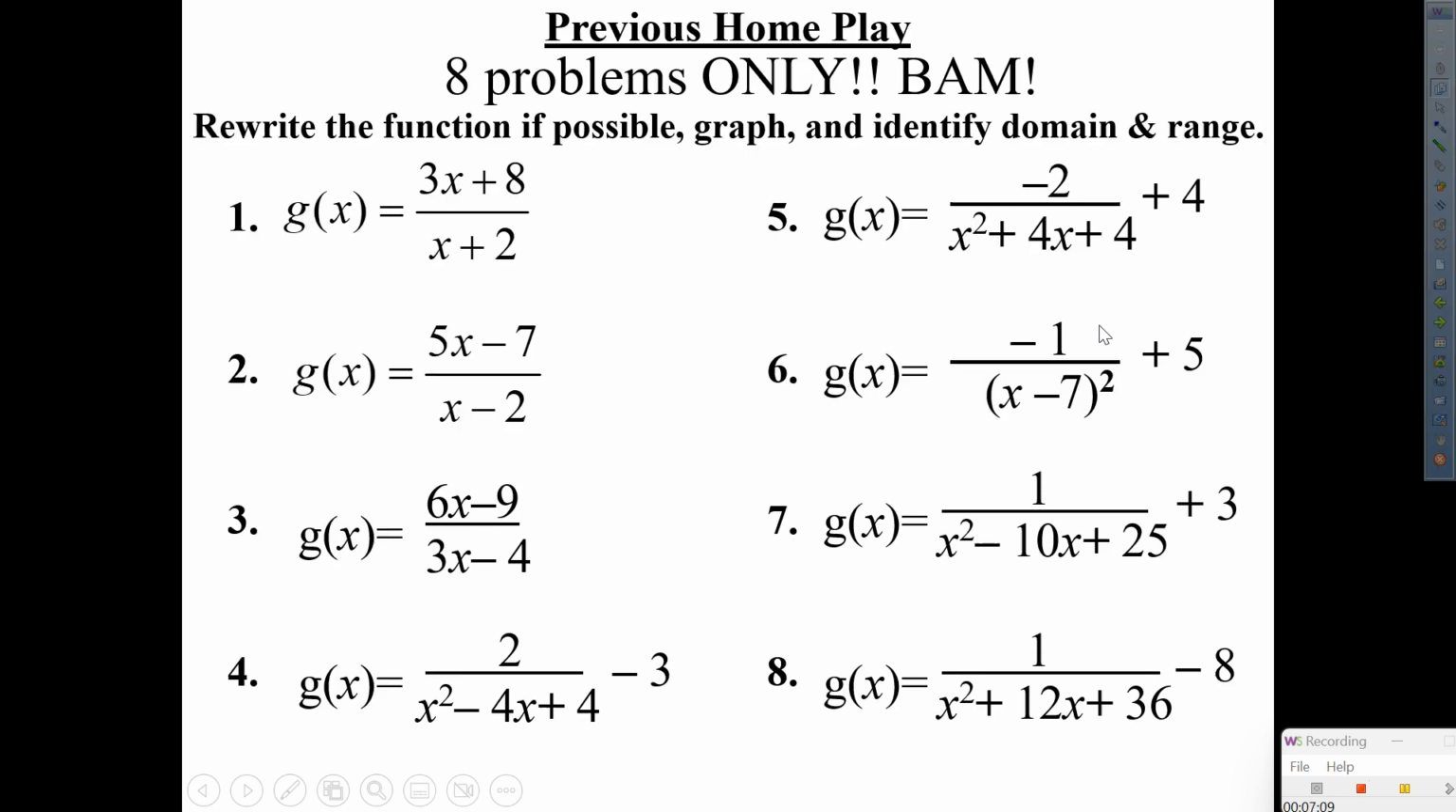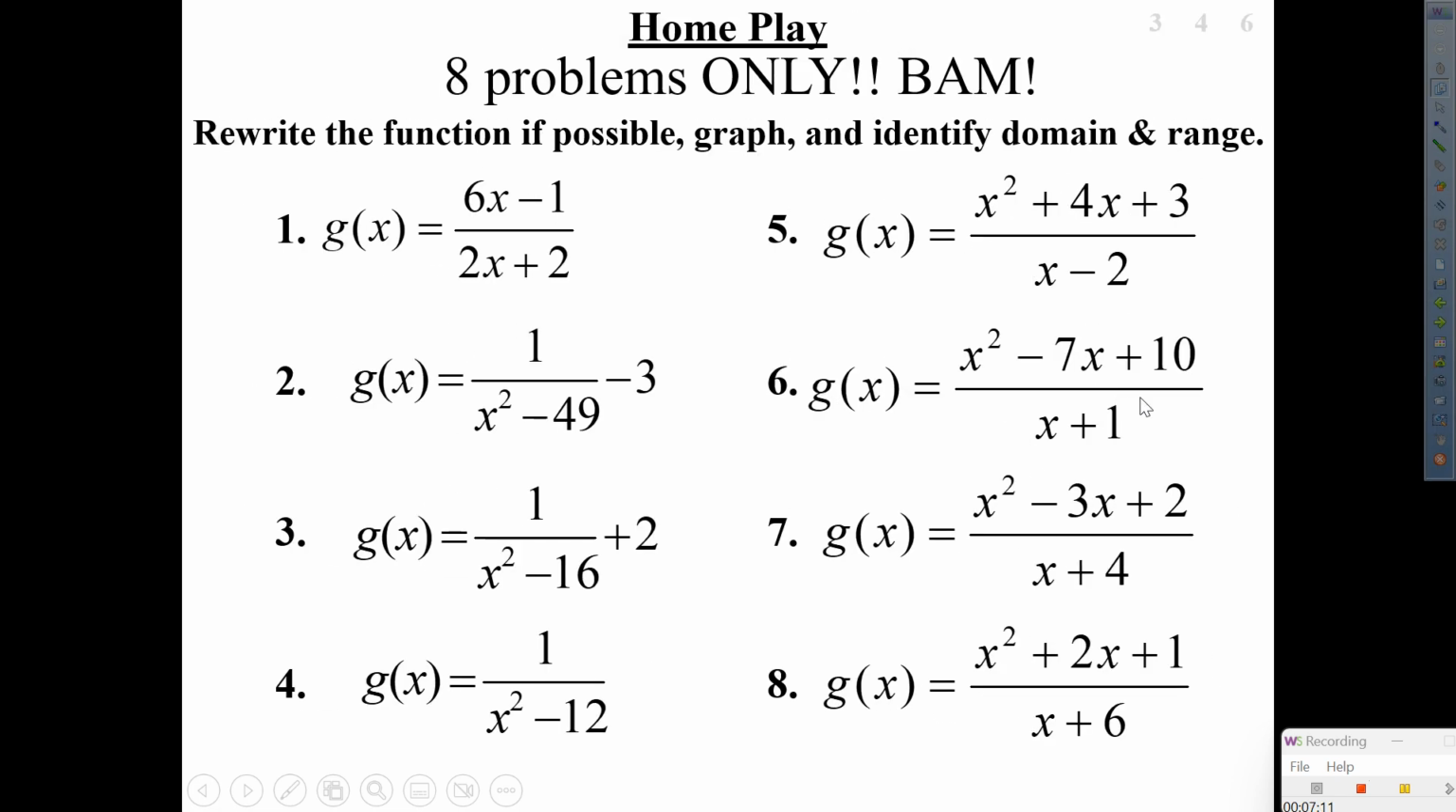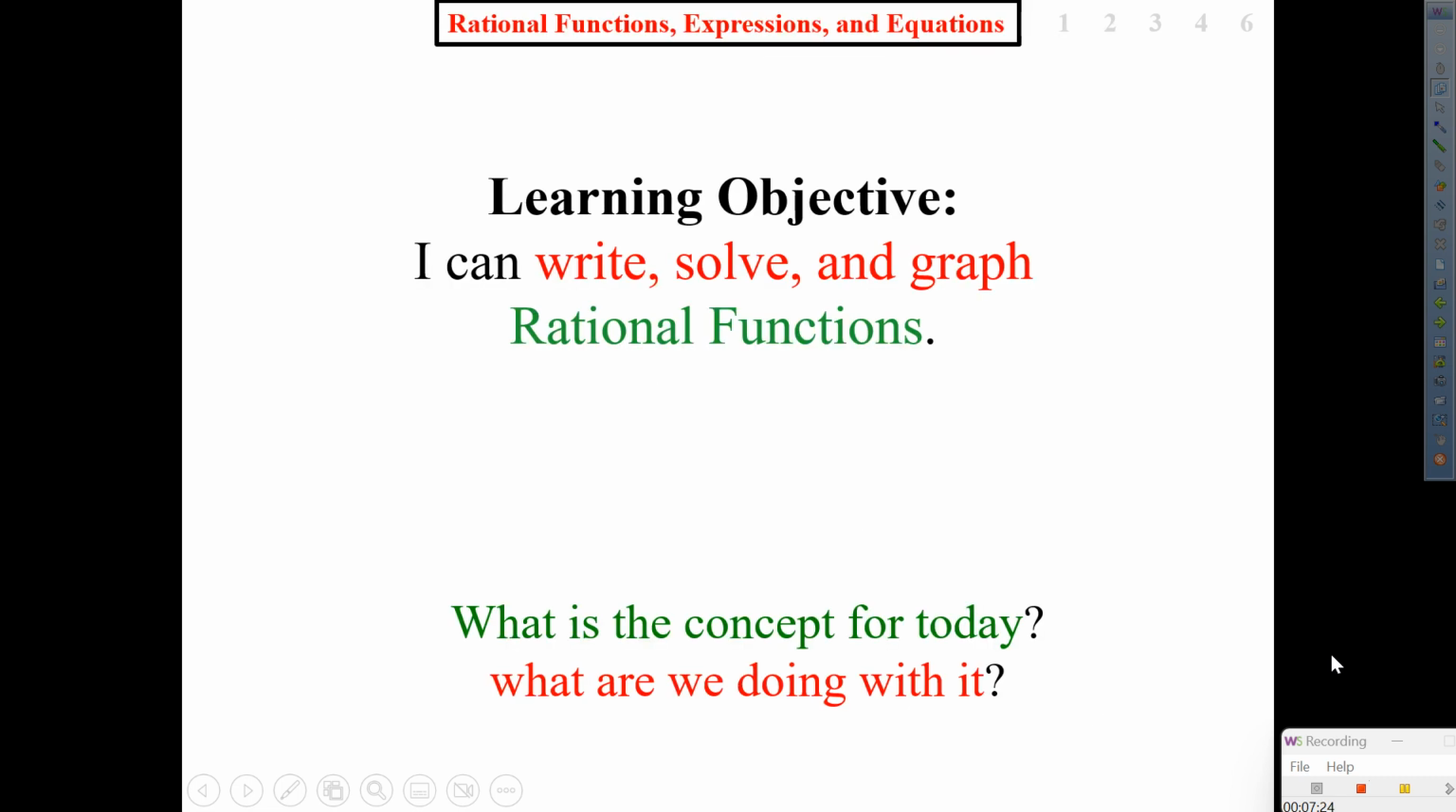So last night's was that one. Tonight's is this one. Get your phone, take a picture of that. Get a Cornell note, so that you can get ready for today's session. I'll give you guys some time to turn in your home plate and set up your Cornell notes. Go.